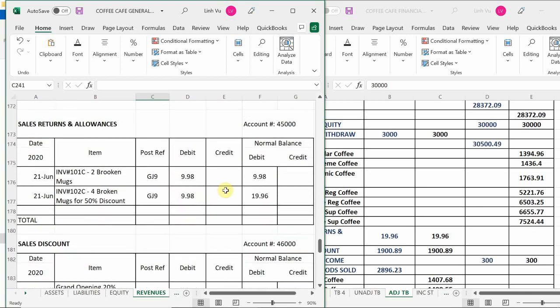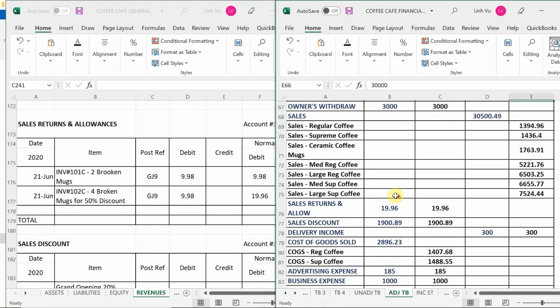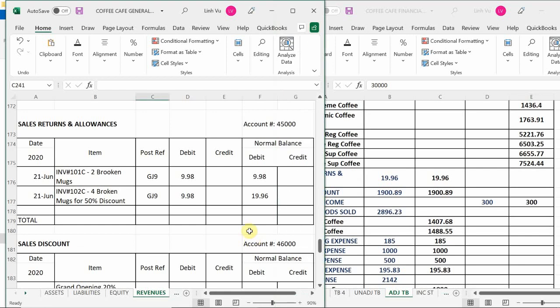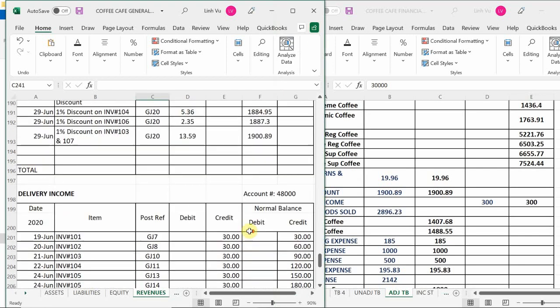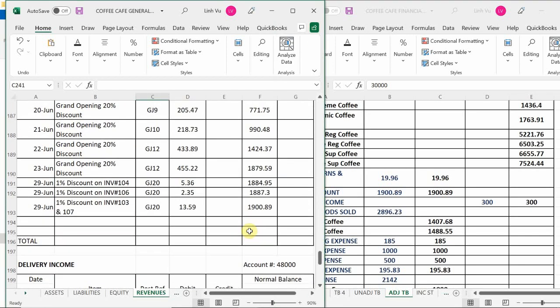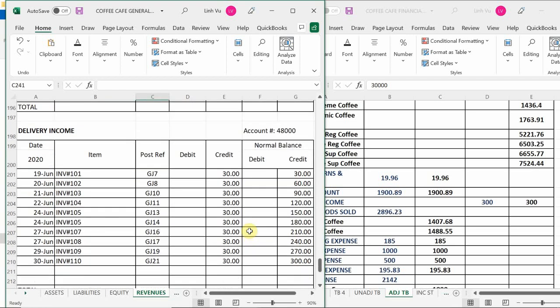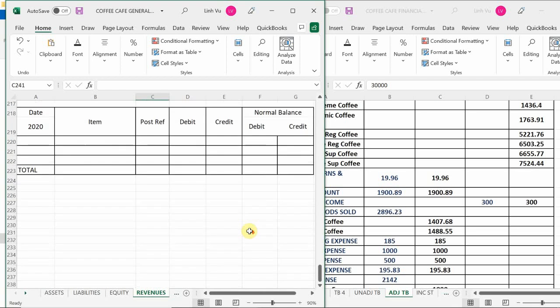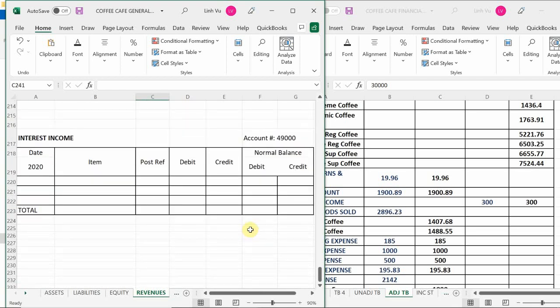And my large supreme is still at $75.24. Okay. Then our sales, returns and allowances is still at $19.96. Okay. Our discount is still at $1,900. And let's see, our delivery income is still at $300. And that's it. No interest income. So my entire sales section was untouched.